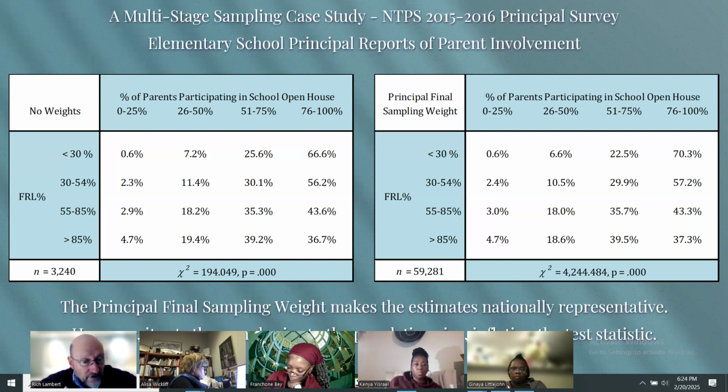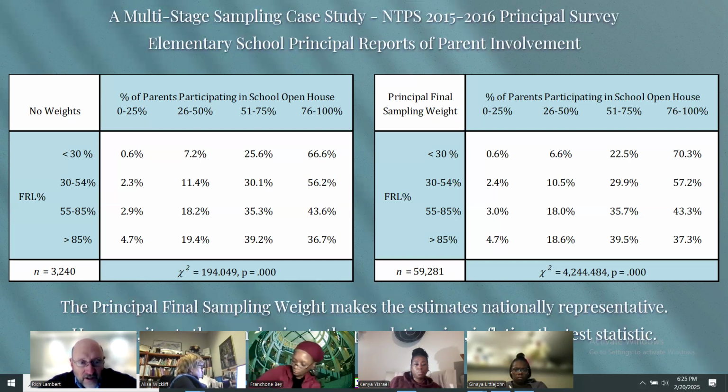So what a researcher like me could do is say, okay, is involvement in an open house event at an elementary school related to poverty? In the panel on the left, we can see the chi-square statistic is very large, and the p-value is very small. So we know, yes, there is a statistically significant relationship. Well, where do we see that in these percentages? And remember, this is without any of the weights, so this is just straight up what the 3,240 principals said.